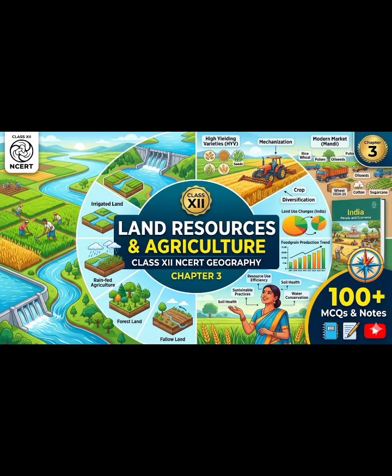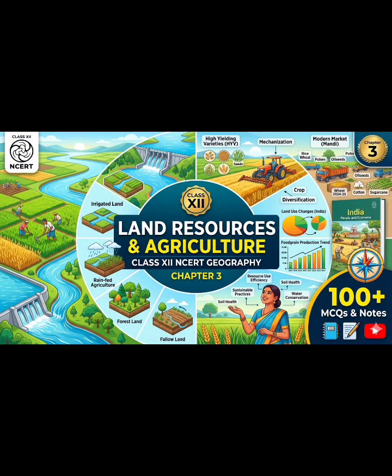Next point is jowar. The coarse cereals together occupy about 16.50% of the total cropped area in the country. Among these, jowar or sorghum alone accounts for about 5.3% of the total cropped area. It is the main food crop in semi-arid areas of central and southern India. Maharashtra alone produces more than half of the total jowar production of the country. Other leading producer states of jowar are Karnataka, Madhya Pradesh, Andhra Pradesh and Telangana.